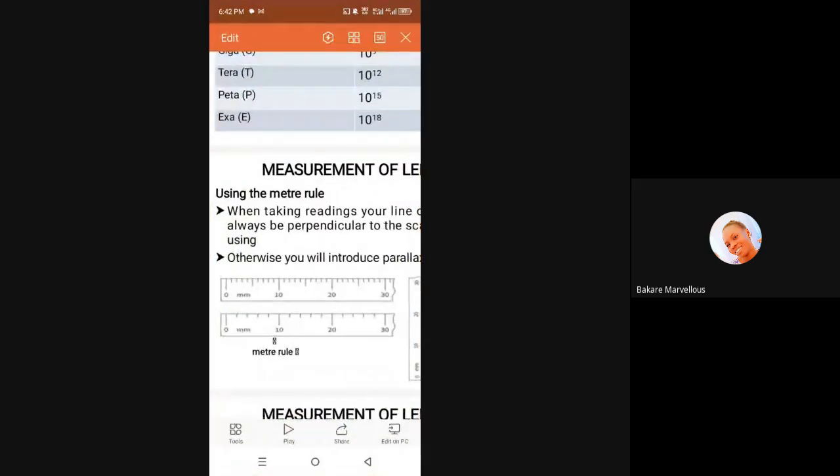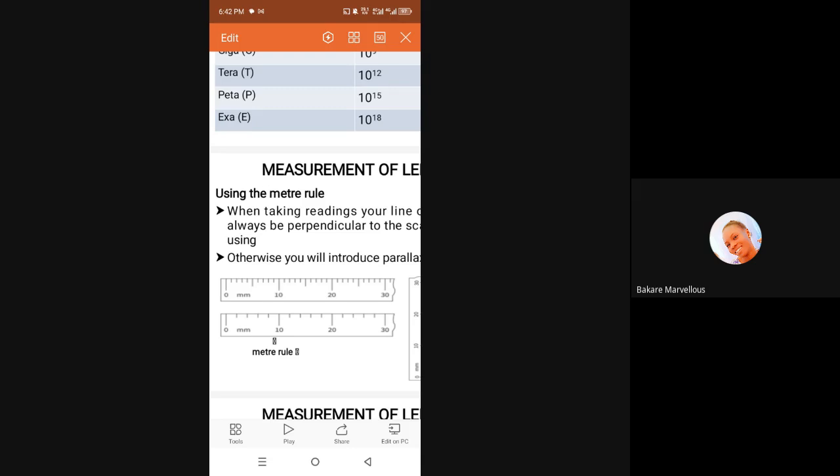Now, do you see that silver something? That's what we call a mass hanger. Do you see the mass hanger there in front of the meter rule? Yes, sir. It has a specific value on it. If you look at the slide, you need to pay attention to the calibration of the meter rule. Either it is calibrated in mm or cm.